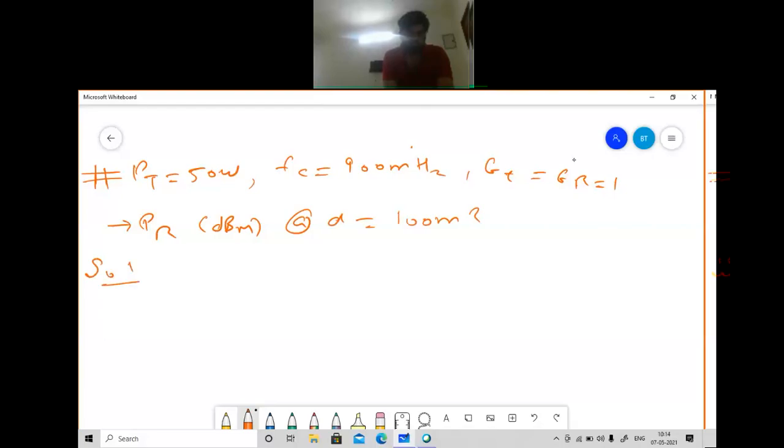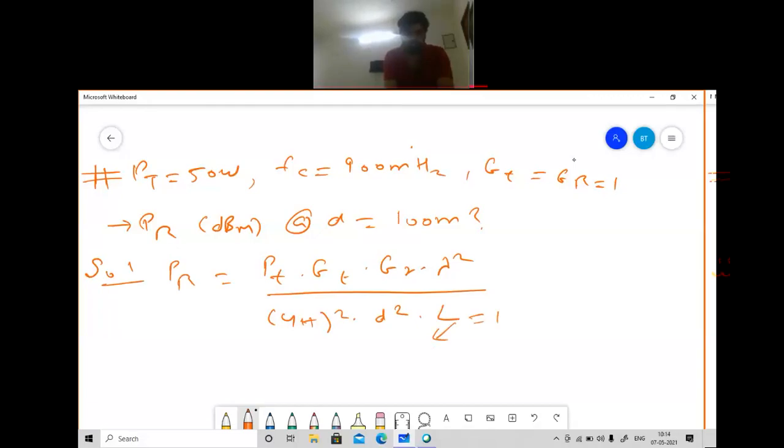So we are already aware that power received will be equal to power transmitted into gain transmitted into gain received into lambda square upon 4 pi square into d square into L. When L is not given, we have to consider it 1.